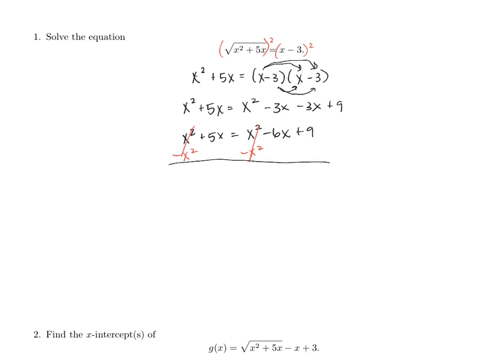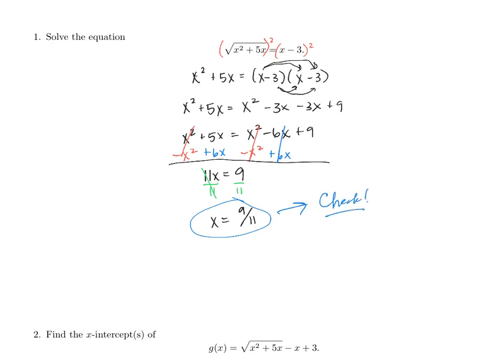So I'm going to move my x's to the left, so plus 6x to both sides. And when I do that, I'm going to get 11x is equal to 9. And then to finish solving, I'm going to divide by 11, so I will get x equals 9/11. Now, don't forget you have to check your answers. When you're solving a radical equation, you will often get solutions that don't actually work. So this is the proposed solution, but I need to check.